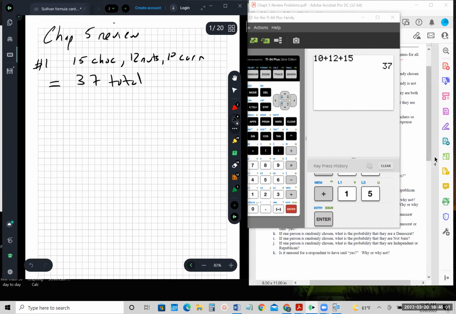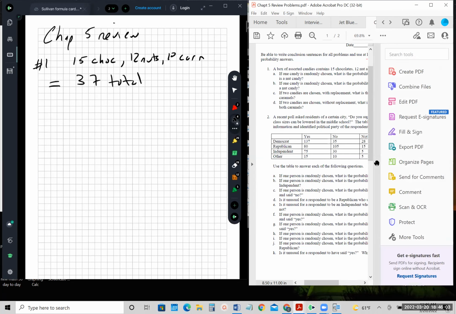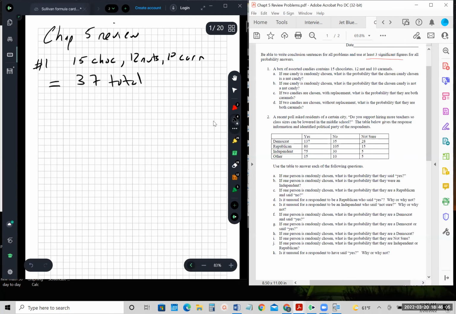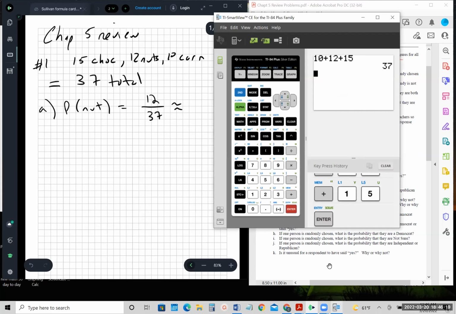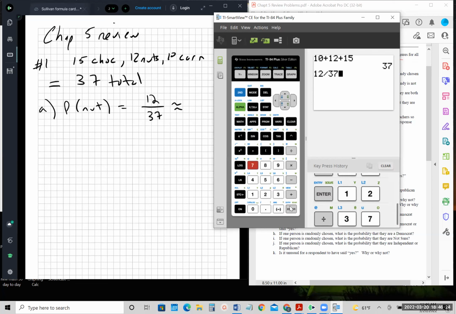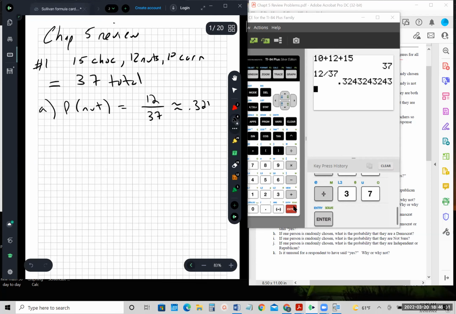All righty. And then the actual question is, if one candy is randomly selected, what is the probability the chosen candy is a nut candy? So for part A, the probability of it being a nut candy would be the 12 that are nut all over the 37 total. And then we can approximate that to 3 significant figures. So take my 12, divide it by 37, and I'm going to get 0.2324. And that would be part A.